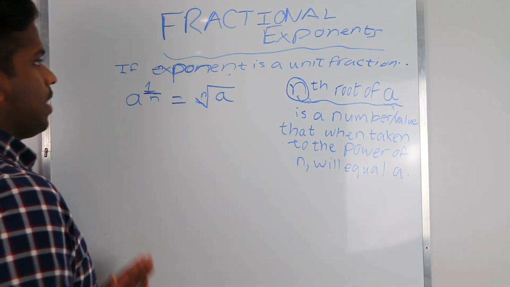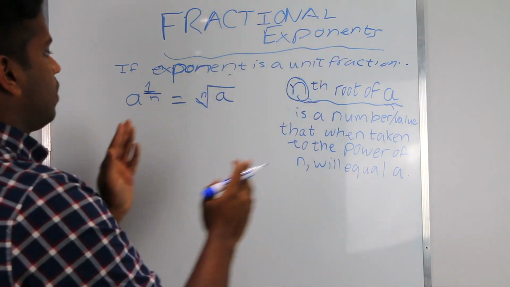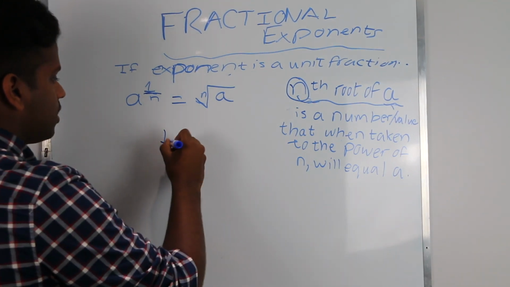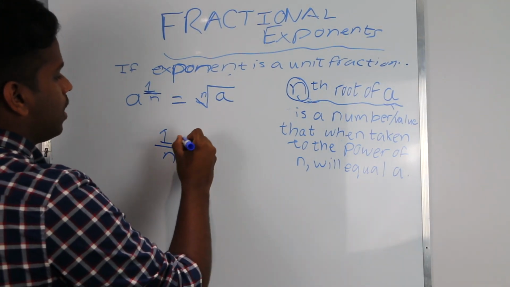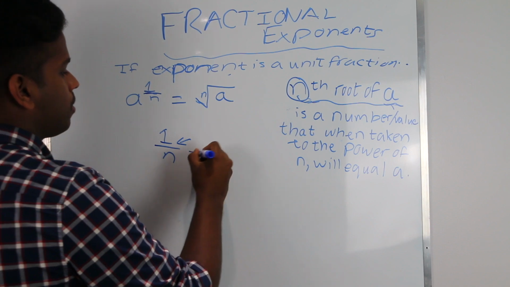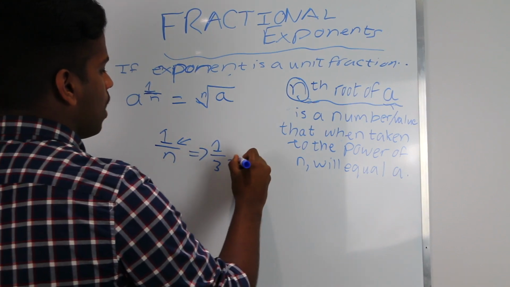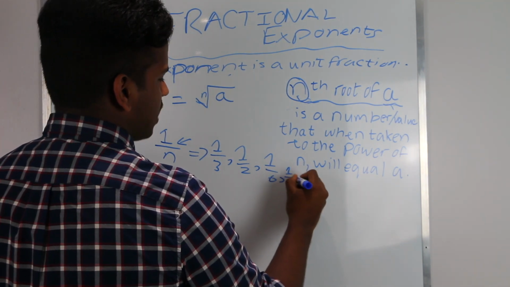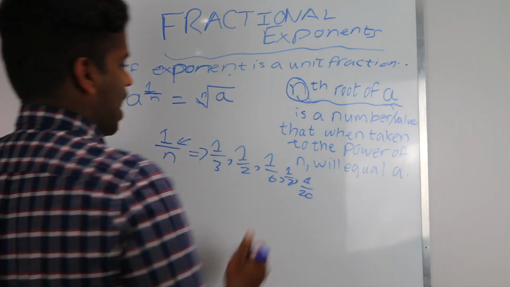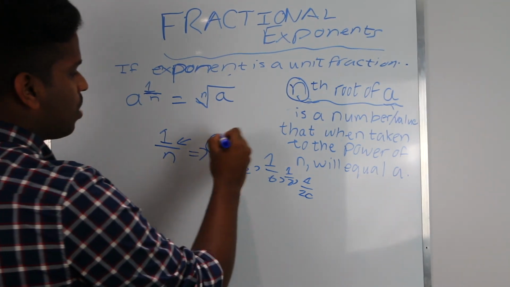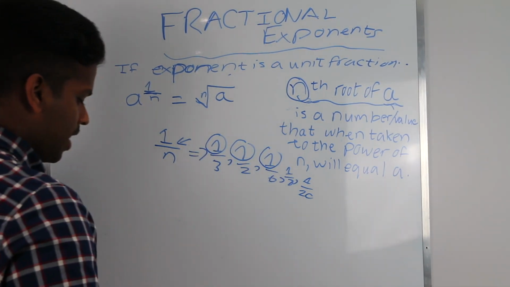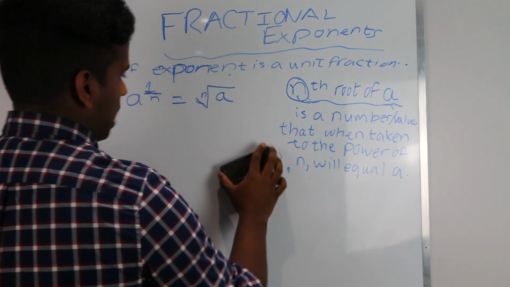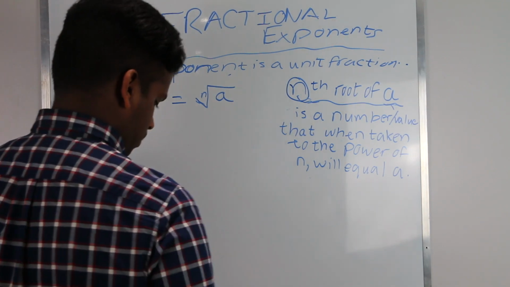Now that I've defined the variables for you, if the exponent is a unit fraction, and if you don't know what a unit fraction is, it's when the numerator is 1. For example, 1/3, 1/2, 1/6, 1/8, and even 1 over 20 are unit fractions. In all these cases, the numerator is 1. So when the numerator is 1, it's a unit fraction. Let me erase this so you guys know.